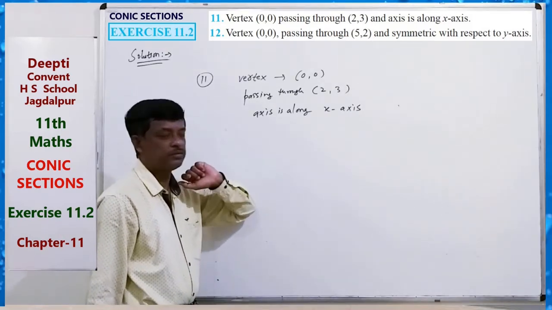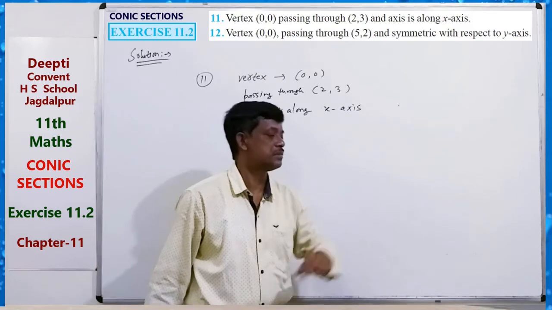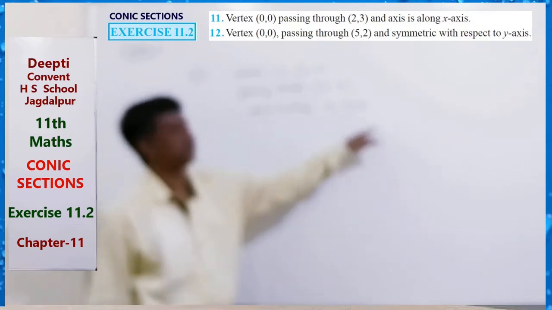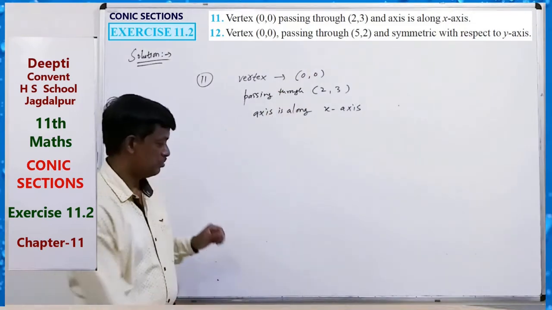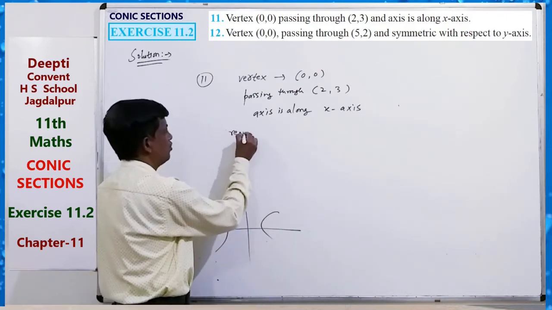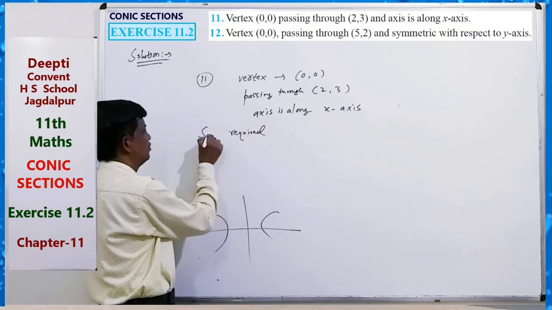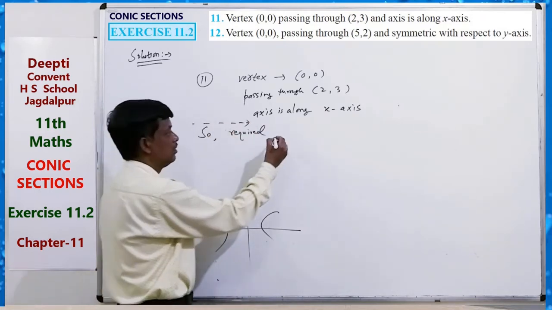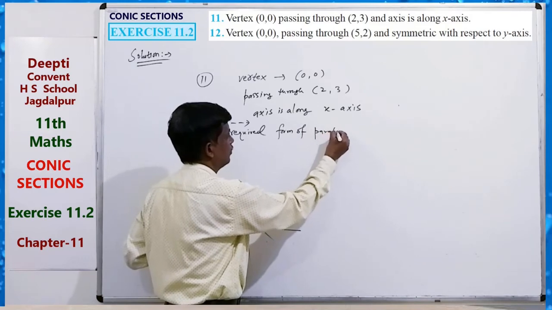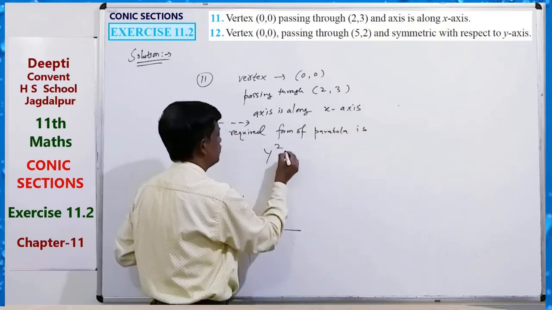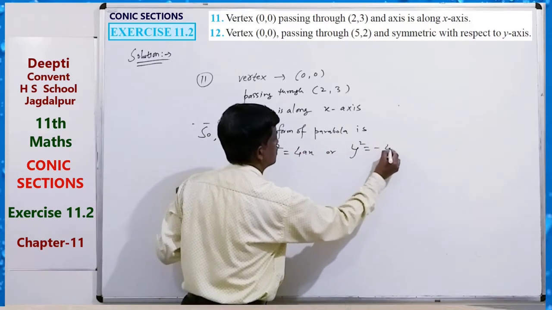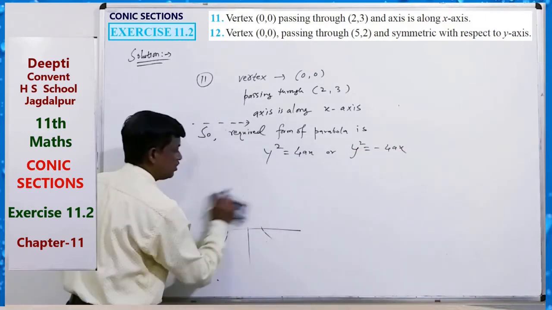So the vertex is (0, 0) and the axis is along the x-axis. What will the equation of the parabola be? The axis is along the x-axis and the vertex is (0, 0), so we know the parabola will be either this or this. That is the required format. So the required form of the parabola is y square equals 4ax or y square equals minus 4ax. Either of these two.